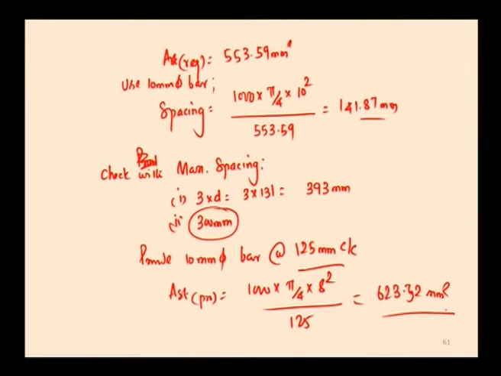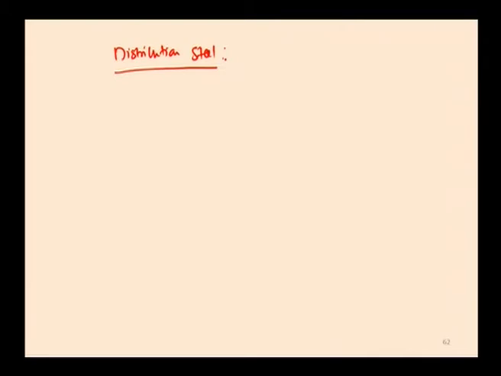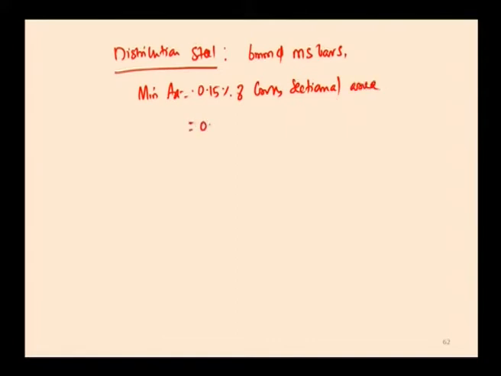Next one, distribution steel. Distribution steel is the minimum steel which distributes the main reinforcement with the proper spacing. It is provided in the perpendicular direction. So, the minimum AST is, I am using 6 mm dia MS bar. For minimum reinforcement for MS bar, it is 0.15 percentage of cross sectional area of concrete, that is 0.15 divided by 100 into 1000 into 131, which is equal to 175 millimeter square.